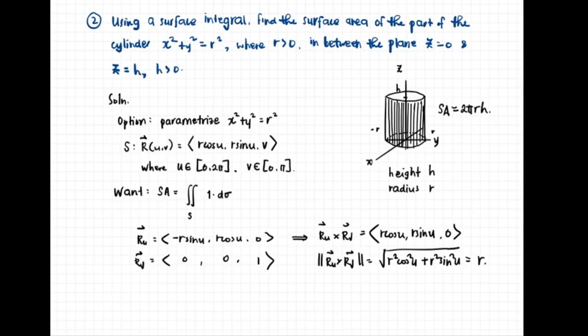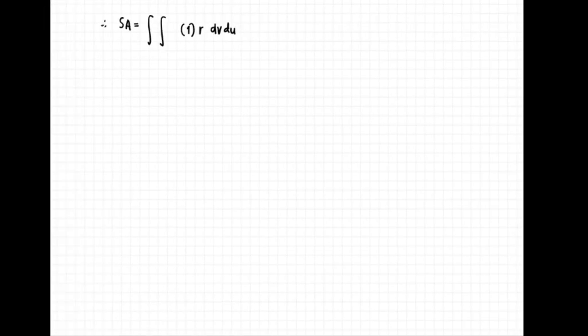Oops, I might have made a mistake here. v here is the z coordinate, but the v for this, or the z coordinate here, varies from 0, the xy plane, going now to h. So I'm replacing this by h. Again, dv, v is from 0 to h, du, u is from 0 until 2 pi.